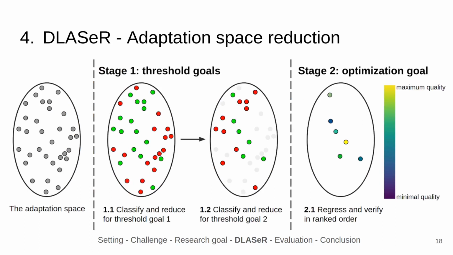So here we have an illustration of how these two stages work. On the left we have the set of adaptation options, that is the adaptation space. Each gray dot corresponds to an adaptation option. In the first stage we consider two threshold goals. We classify and reduce the adaptation space for the first threshold goal, so the green dots are the adaptation options that satisfy the first threshold goal. Then for the second threshold goal we predict and classify again for the reduced dots based on the first threshold goal. And then we pass the valid options, which correspond to the intersection of both threshold goals, to the optimization stage. And in this optimization stage we regress and verify the adaptation options in ranked order.